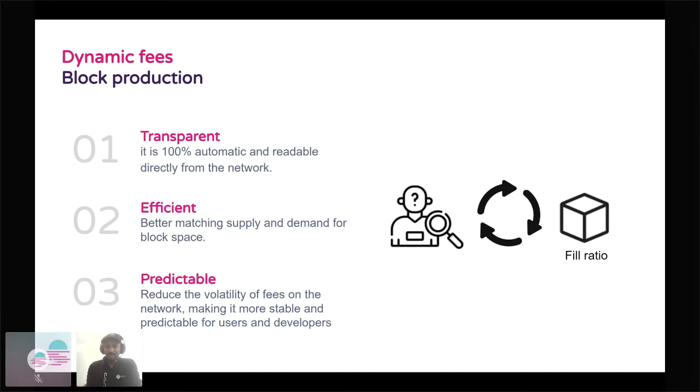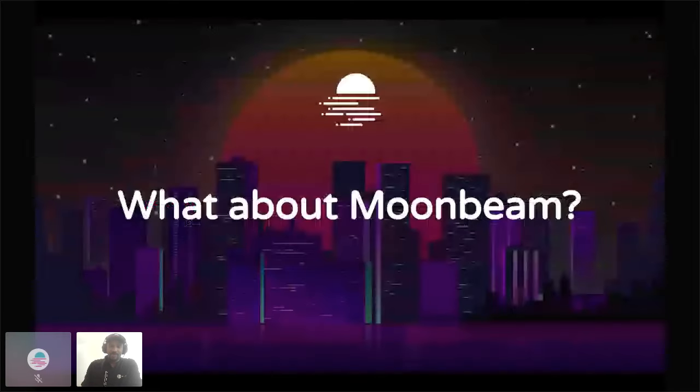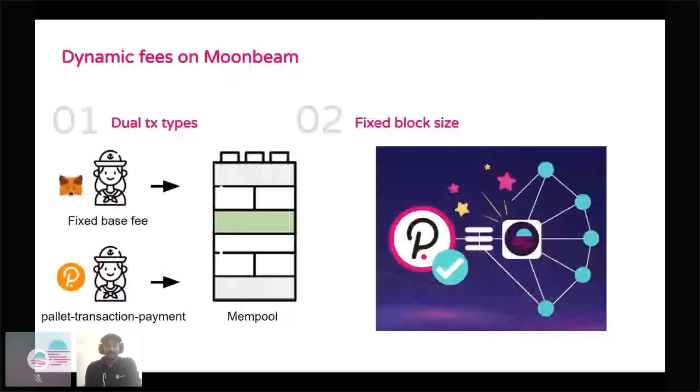So now what about Moonbeam? And what do we propose? So there are 2 things to know about Moonbeam that will also explain the choice that we are proposing. The first one is we have dual type transactions. So we can submit a transaction from MetaMask to the mempool or submit a transaction from the substrate side to the mempool. And those 2 types have different ways to compute how much fee the user should put.